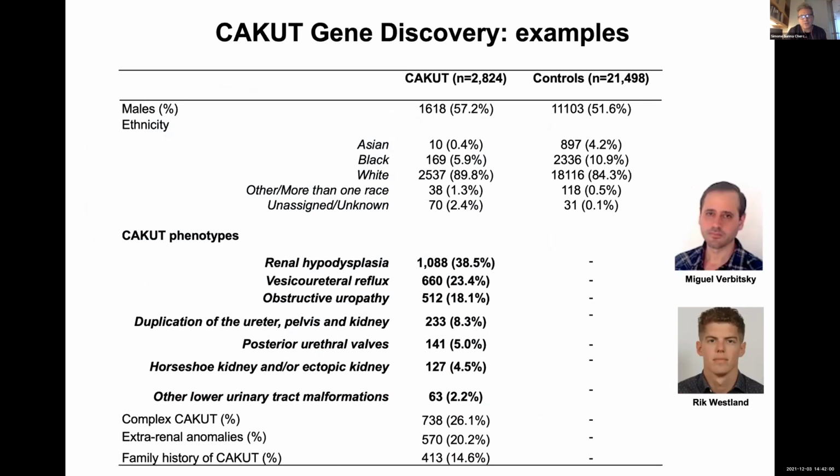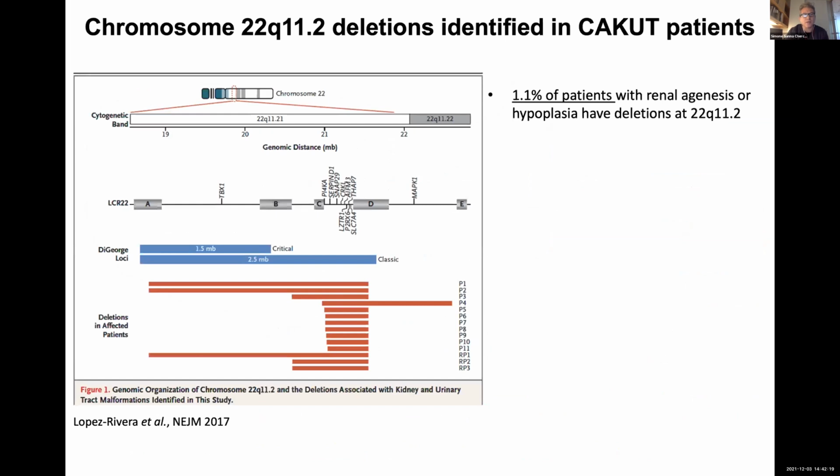So we combine these cohorts. Here in this case, we have 3,000 cases with CAKUT compared to 21,000 plus controls across the phenotypic spectrum from upper to lower urinary tract, and we conduct large-scale genomic studies in order to identify the genetic determinants. One discovery that we made pretty rapidly was that a significant fraction of patients with renal hypoplasia, dysplasia, or agenesis carry a microdeletion at chromosome 22q11.2, which is the DiGeorge locus.